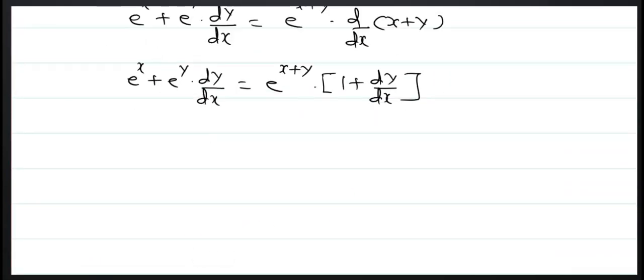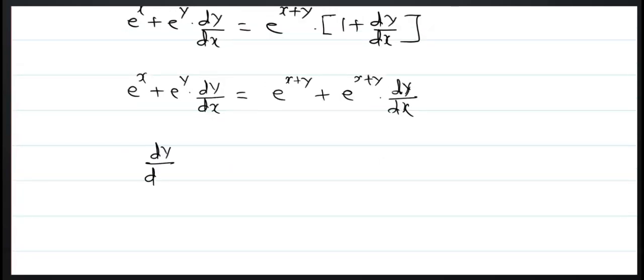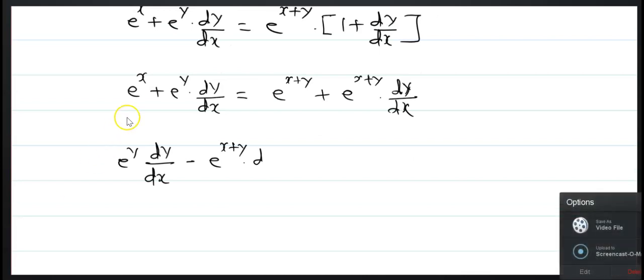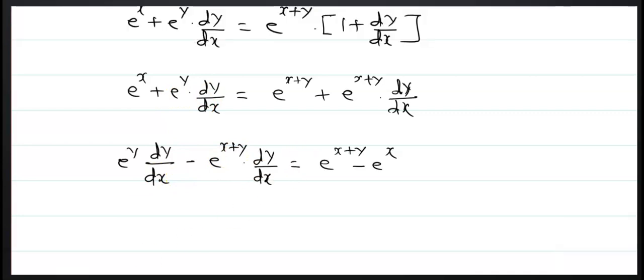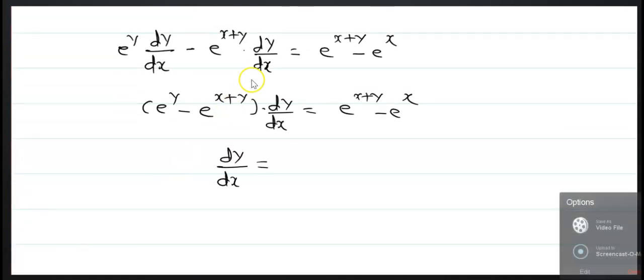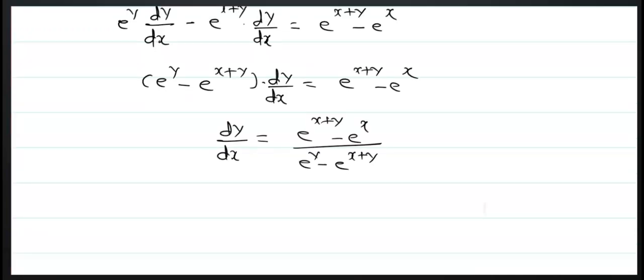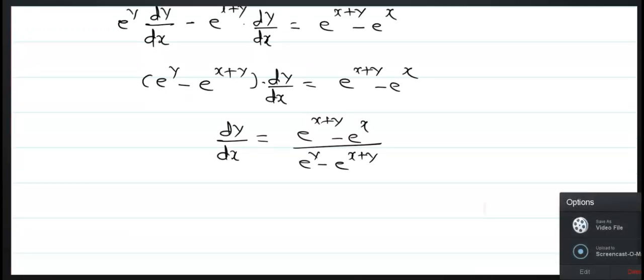Then collect the terms of dy by dx. This is the implicit type of derivative. Take the terms of dy by dx on one side. That is e raised to y into dy by dx minus e raised to x plus y into dy by dx is equal to e raised to x plus y minus e raised to x. Take dy by dx as common: (e raised to y minus e raised to x plus y) into dy by dx is equal to e raised to x plus y minus e raised to x. Therefore, dy by dx is equal to (e raised to x plus y minus e raised to x) upon (e raised to y minus e raised to x plus y).